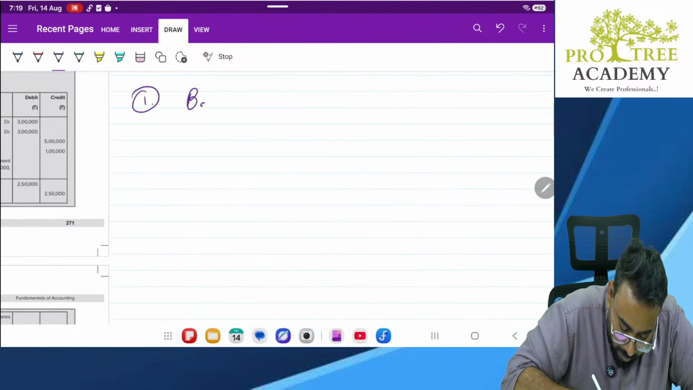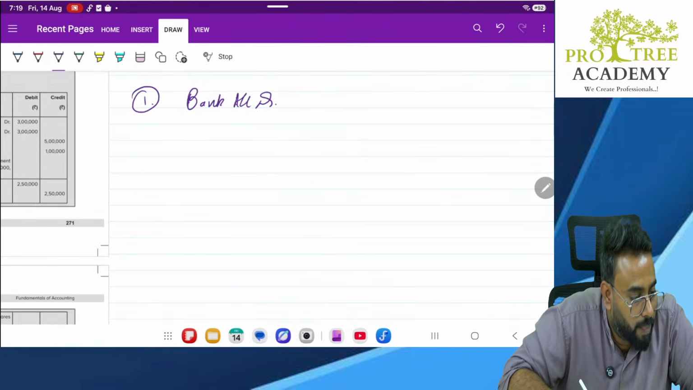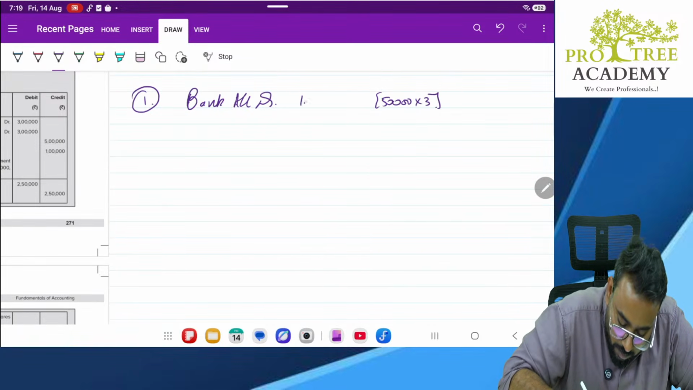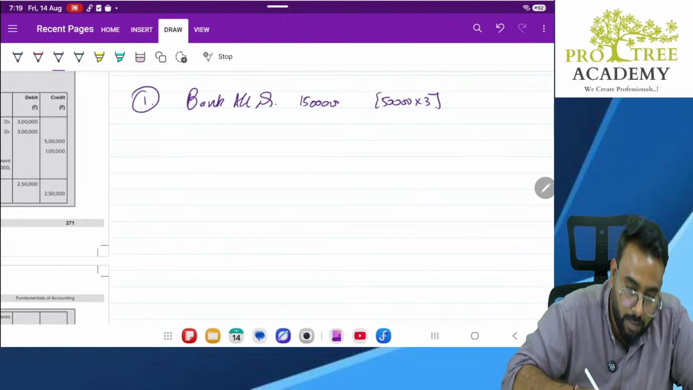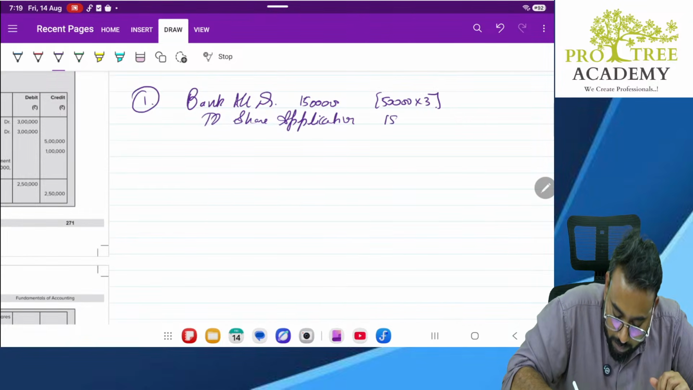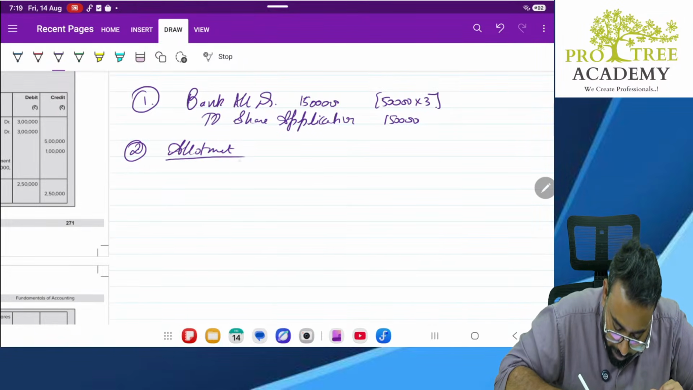The first entry, bank account debit. How much money are we receiving? Sir, 3 rupees on application. Very good. 3 rupees into 50,000 means 1,50,000. Correct? Correct, sir. Then to share application account 1,50,000. Next, allotment happens. You need to receive money on allotment. Yes, sir, we have to receive money on allotment.